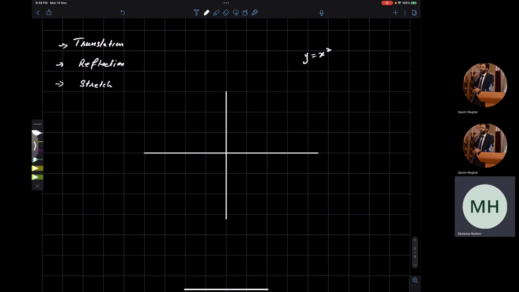It'll pass through the origin because x will be 0. Yes, and is it going to be concave up or concave down? Up, concave up. Nice, because the coefficient of x squared is positive. Positive. So this is how it will be.